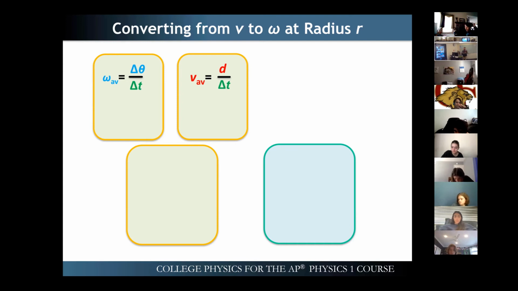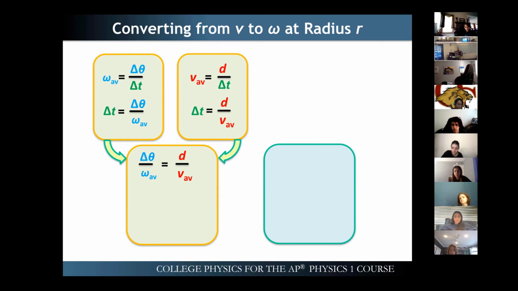But if we're talking about the same object, the time would be the same. Whether we're referring to the angle or the distance, in both situations the time would be the same. If it's rotating 90 degrees in 2 seconds, it's also rotating through that arc length in the same 2 seconds. So if we solve those 2 equations for time, knowing that time is the same for any given object, we can set them equal to each other, and now we can start finding a deeper relationship. So that change in theta over the average angular velocity is going to be equal to the arc length divided by the average linear velocity. And these little AVs just mean average.